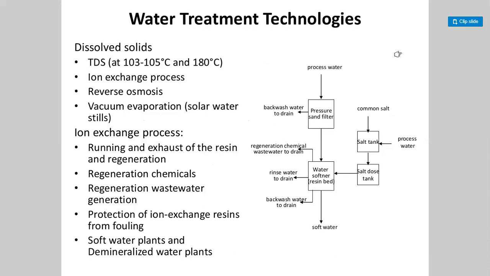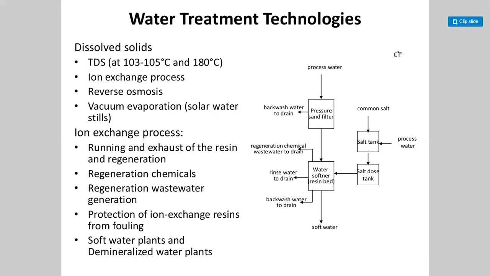Here, dissolved solids, TDS at 103 to 105 degrees centigrade and 180 degrees centigrade. Ion exchange process, reverse osmosis, vacuum evaporation, solar water stills. Here, the ion exchange process: running and exhaustion of the resin and regeneration chemicals, regeneration wastewater generation, production of ion exchange resins from fouling, soft water plants, and demineralized water plants.